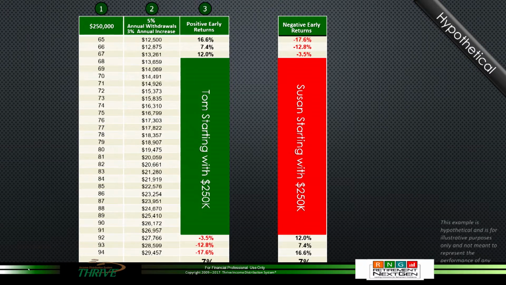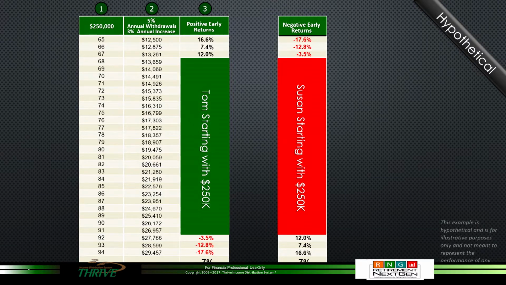If I increase that annually 3% to keep pace with 3% inflation, that's $12,875. And I'm going to continue to inflate that 3% each year through 30 years. So at 94, 30 years later, I'm going to be almost at $30,000 a year.